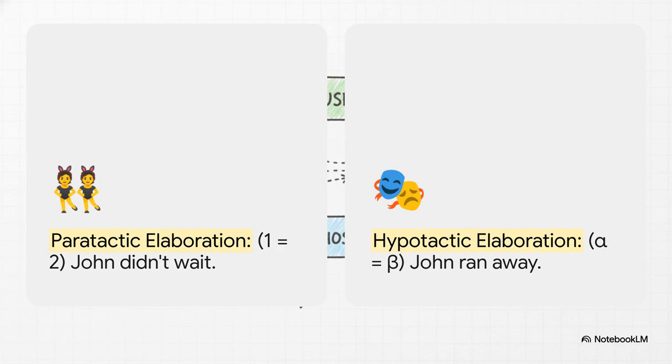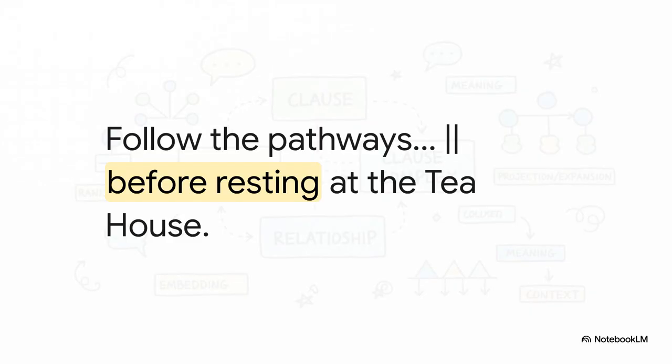The grammar subtly shifts the rhetorical weight right under our noses. Let's pull up that Sydney guidebook again to see this in action. Follow the pathways around the landscaped gardens before resting at the tea house. All right, this is hypotactic enhancement, the multiplication sign.